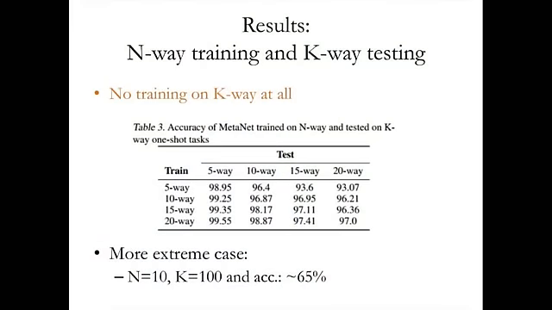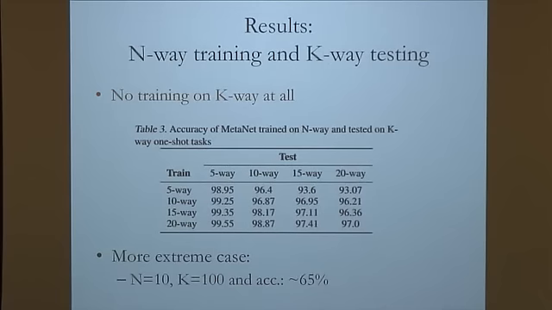Another interesting evaluation is N-way training and K-way testing. Here we train the model on a 5-way or 10-way class question, and we test it on different settings, like 5-way, 10-way, 15-way, 20-way class questions. The interesting thing is that if you train your model on a 20-way class question task and then evaluate it on a 5-way task, it will give you much higher results than the model that was trained on the 5-way task. You can see the difference over here.